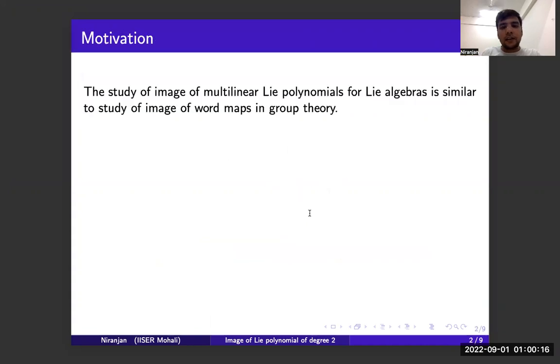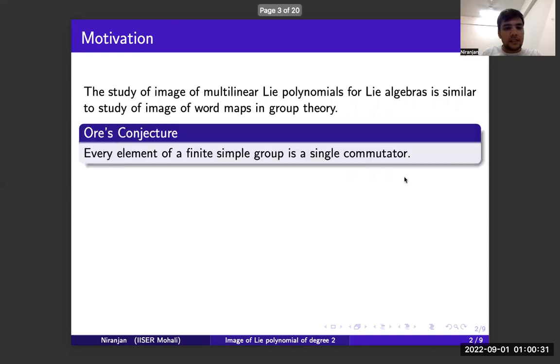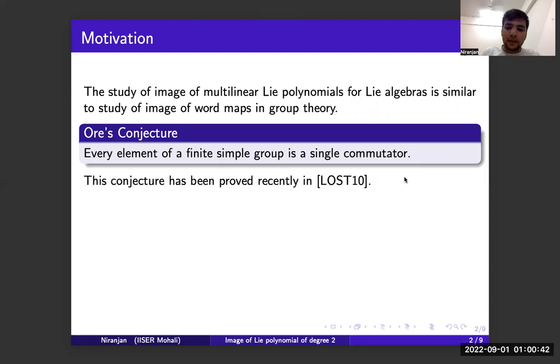The study of multilinear Lie polynomials for Lie algebras is similar to the study of the image of word maps in group theory. One of the important problems or conjectures in word maps is that every element of a finite semi-simple group is a single commutator. This conjecture was proved recently, in 2010.